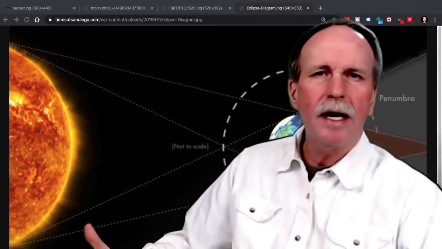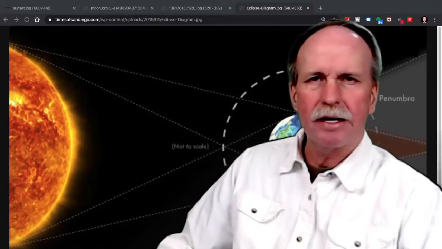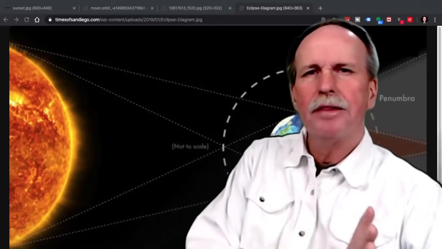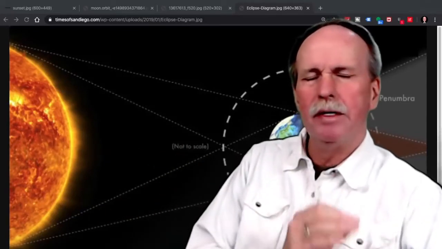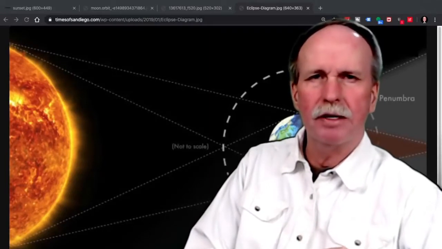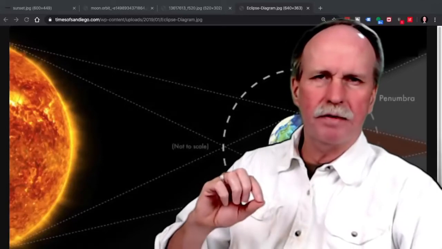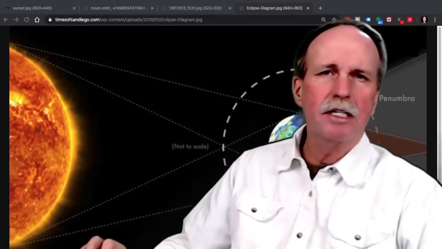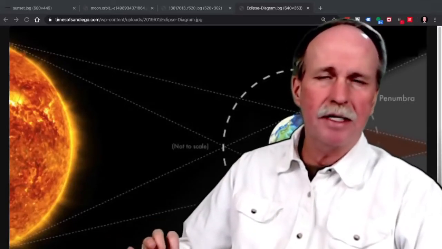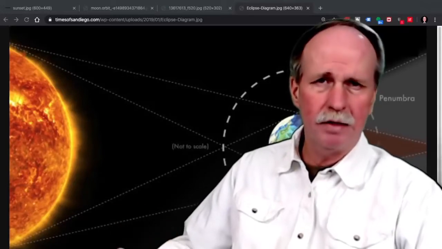Now, to give you a quick idea of the sizes of these shadows, the umbra goes beyond the moon to 1.4 million kilometers from the surface of the Earth. The umbra is about 2.6 times the diameter of the moon, and the penumbra is approximately 4.6 times the diameter of the moon at the level of the moon's orbit.